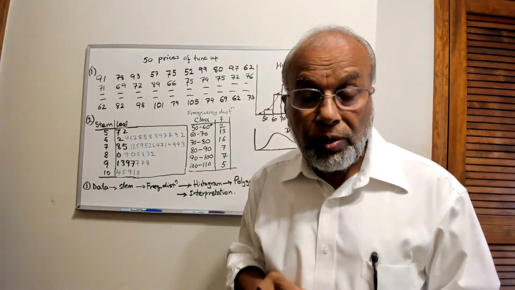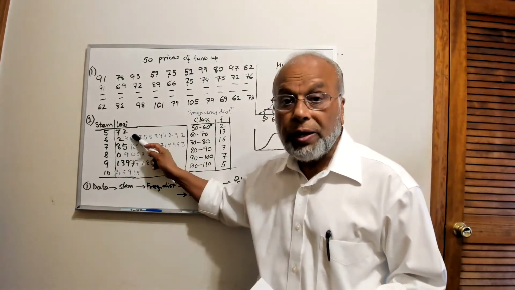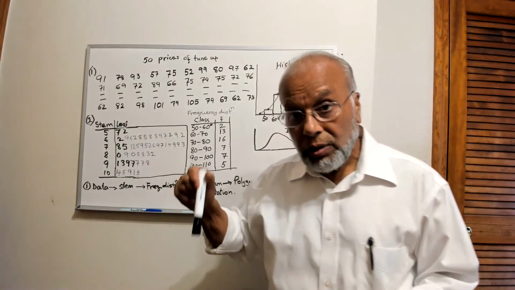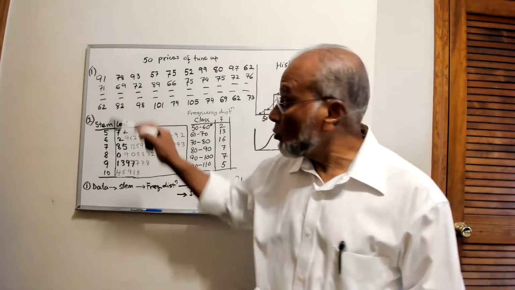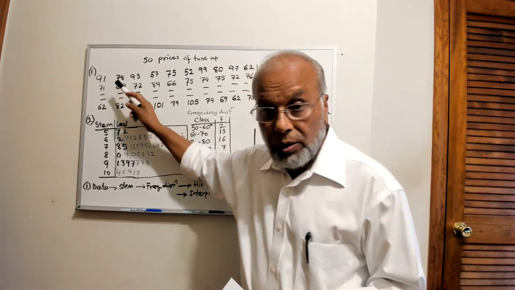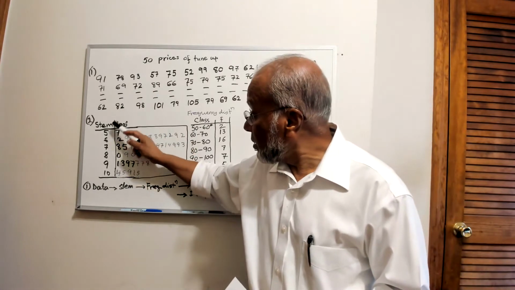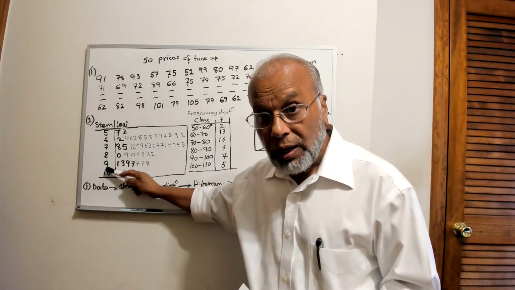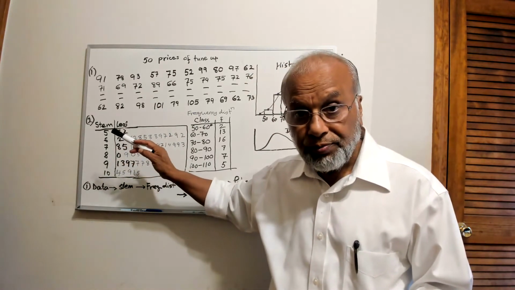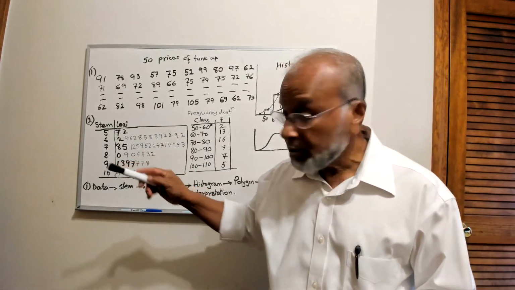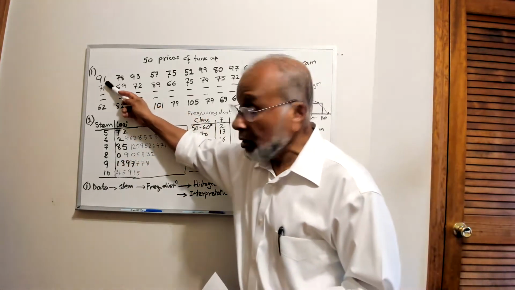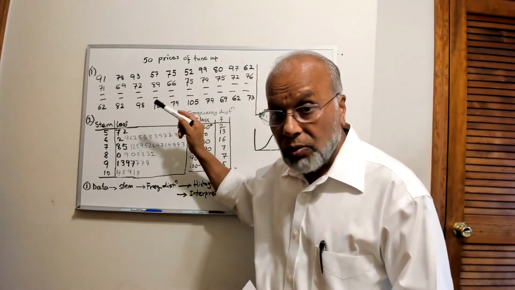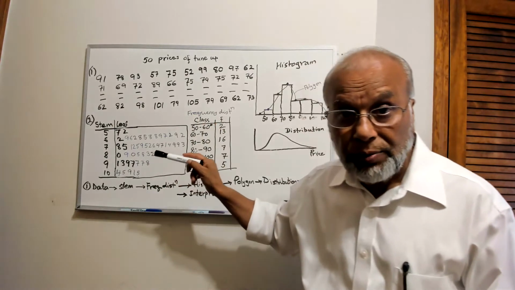First thing I'll do, I'll make a stem and leaf display. Like number 91 has 9 tens and 1 unit. So the stems are like 5, 6, 7, 8 up to 9, 10. And then the leaves are the unit numbers. So I'm going to start from 91 and then go all the way to the end to write down in this stem and leaf display.